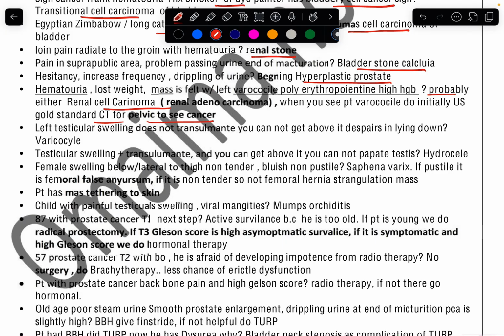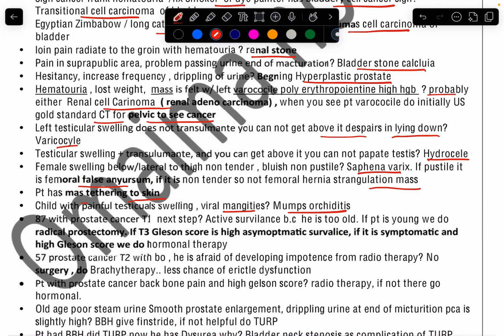Left testis swelling does not transmit light. You get above it, disappears lying down, is varicocele. Treatment: testicular swelling transmits light and you can get above it, cannot palpate testis, is hydrocele. Female swelling below and lateral to the pubic tubercle in the thigh is saphena varix. If pulsatile, femoral aneurysm; strangulation mass; patient with mass tethering to the skin. Child with painful testicular swelling, viral mumps orchitis.